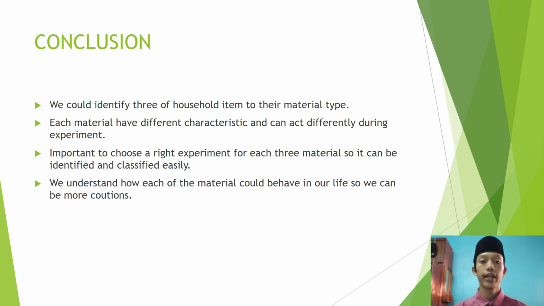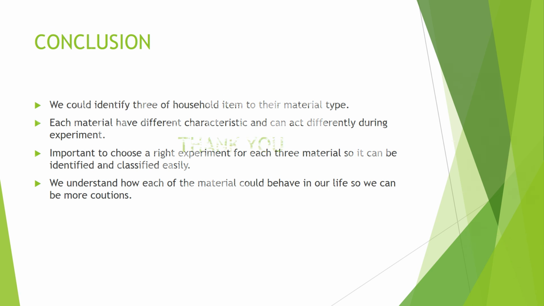For the conclusion, at the end of the experiment, we could identify and classify the three household items by their material type. We could understand that each of the materials has different characteristics and can act differently during the experiment. Next, it is important to choose the right experiment for each of the three materials so they can be identified and classified easily. And lastly, we understand how each of the materials could behave in our life so we can be more cautious.